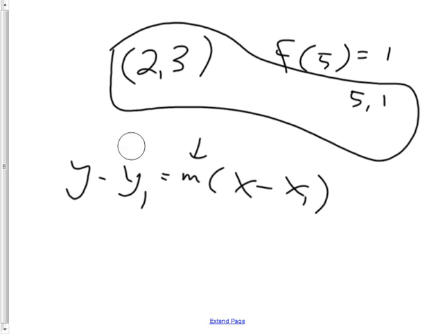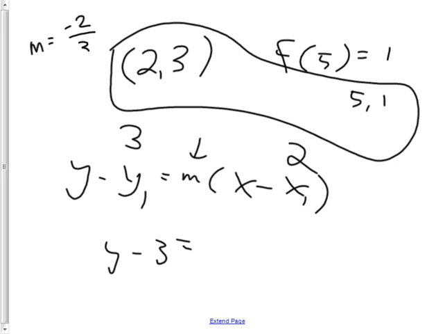Oops, x is 2, so I put 2 here, and a 3 there, so it'd be y minus 3 equals the slope. And what's the slope on this? Well, I go rise over run, so I go 1 minus 3 makes negative 2, figuring out the slope here, over 5 minus 2, which would be 3, so negative 2/3, times x minus 2. That's just a quick reminder on how those work.